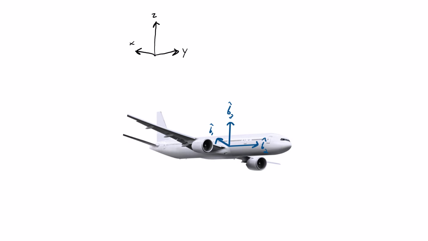And at this point we see that this reference frame B is the same as the inertial reference frame. Because of this, if at any point there is rotation along one axis, then there's also rotation along that same axis in the other reference frame.